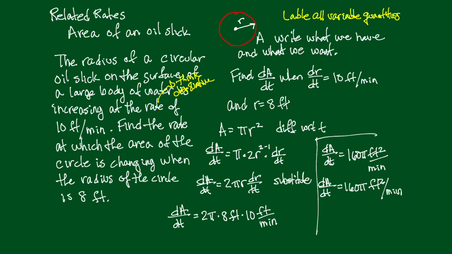Now, I could say I'm done. Probably good enough. That's exact. Or I could say, pi is approximately 3.14. And if I substitute that value in, I get that dA/dt is equal to approximately 502.4 square feet per minute. All right, so I'm getting dA/dt. I'm really done, but I'm going to do one more step here. What do we get? We got 502.4 square feet per minute.